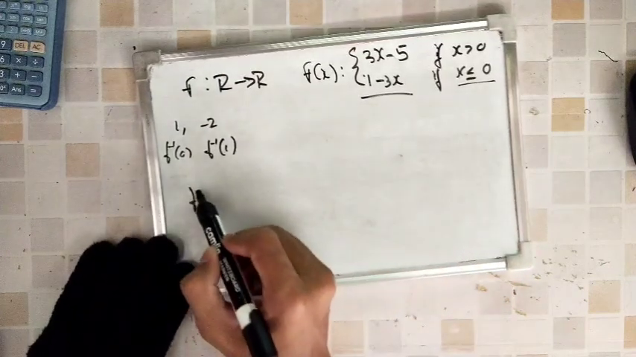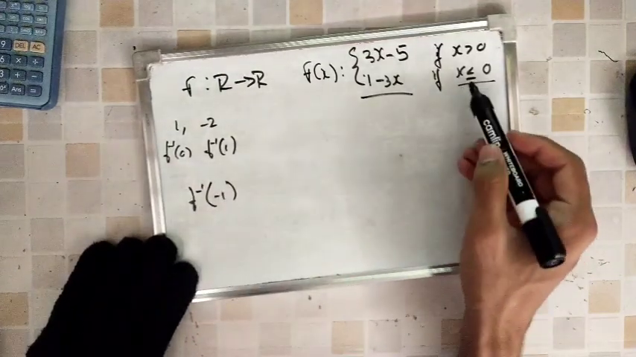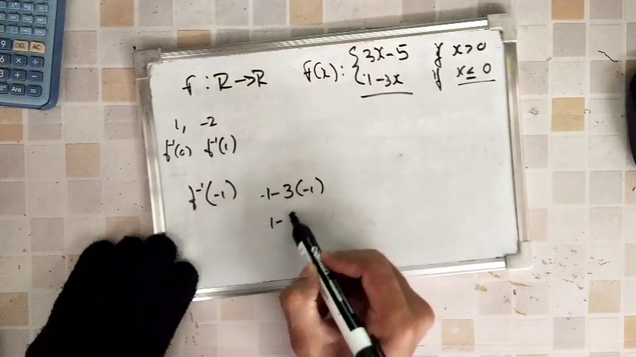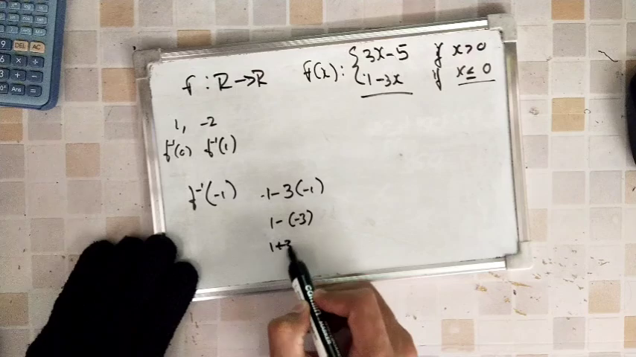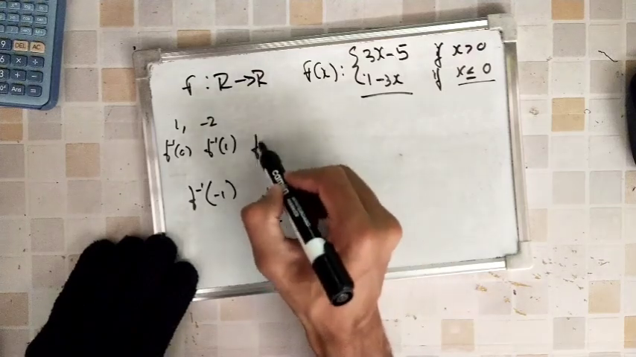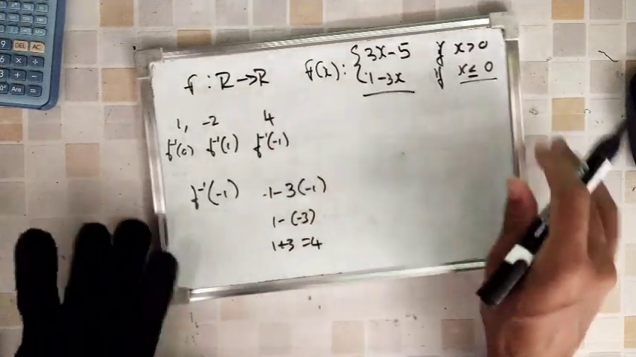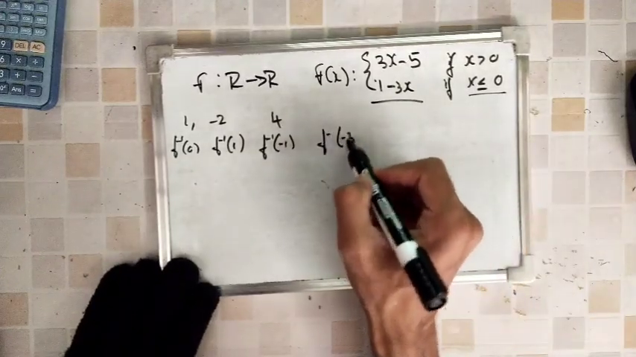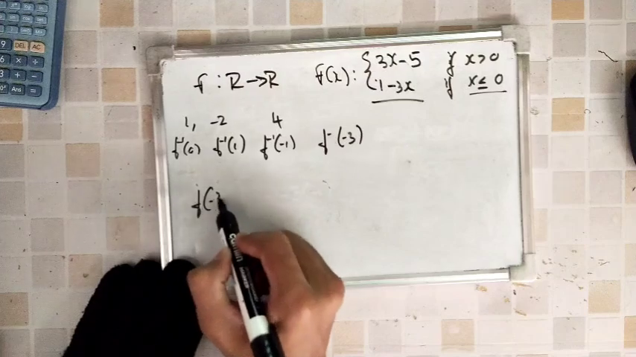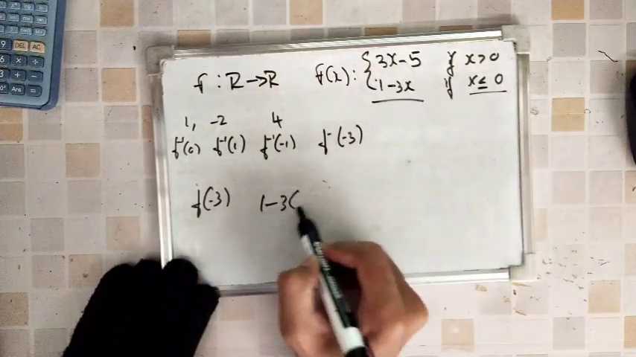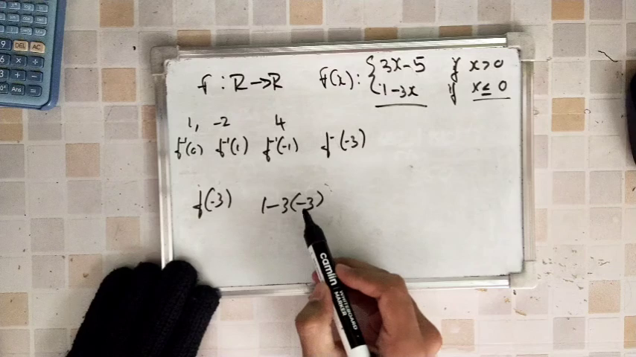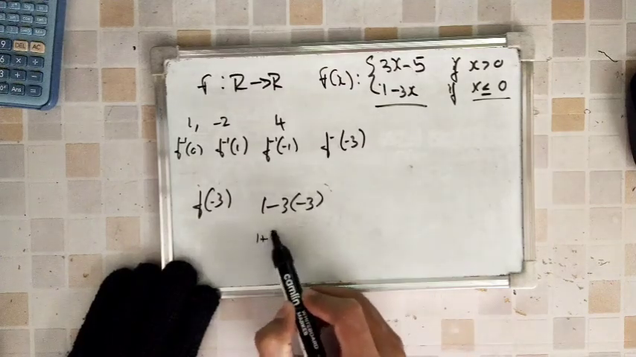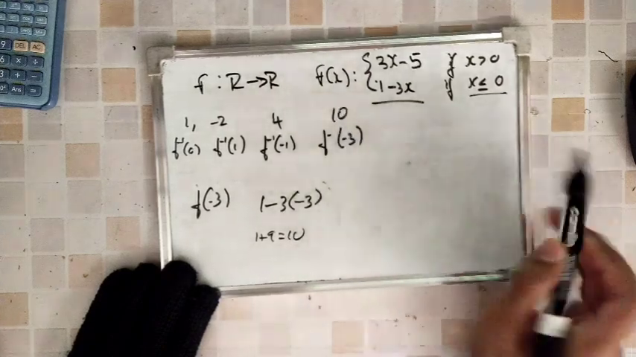Similarly, f inverse of minus 1. Minus 1 is less than 0, so 1 minus 3 of minus 1, this is 1 minus of minus 3, which is 1 plus 3 is equal to 4. So f inverse of minus 1 is 4. Now f inverse of minus 3: using the equation 1 minus 3 times minus 3, which is plus 9, so 1 plus 9 is equal to 10. Simple, right?